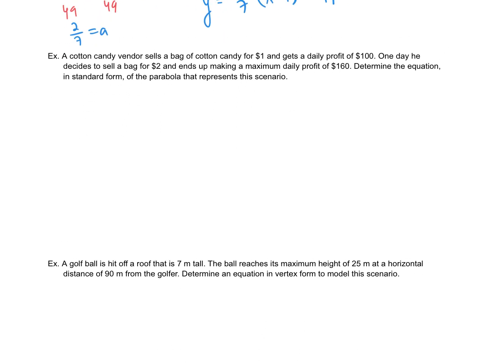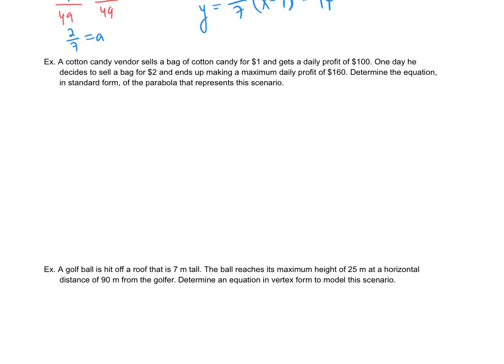All right, first little word problem. A cotton candy vendor sells a bag of cotton candy for $1 and gets a daily profit of $100. One day he decides to sell a bag for $2 and ends up making a maximum profit of $160. Determine the equation in standard form of the parabola that represents this scenario.